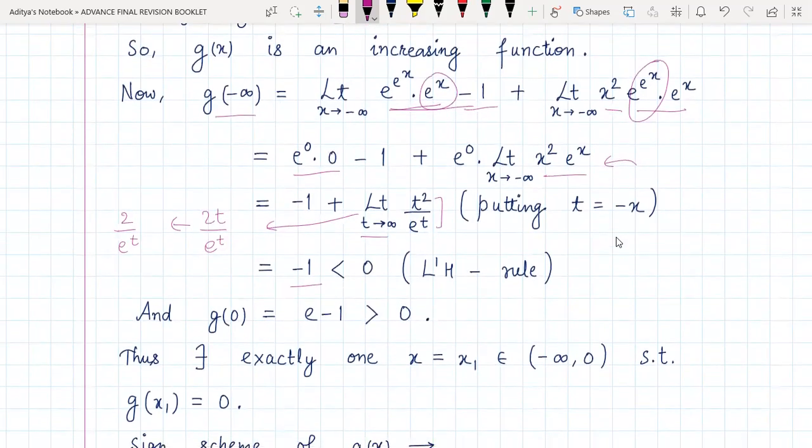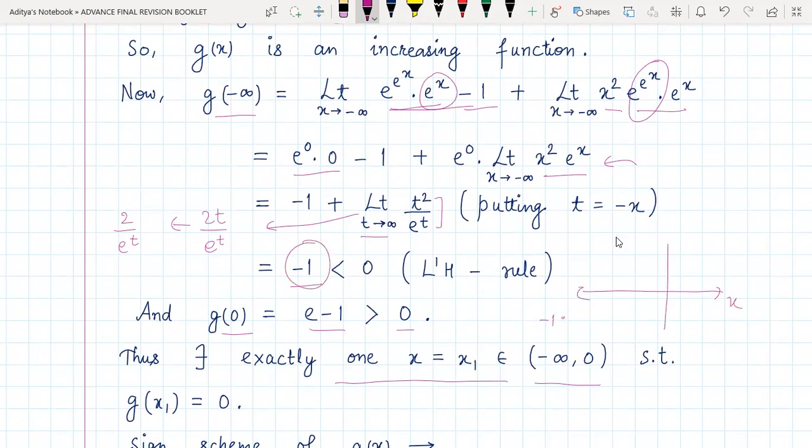g of 0 actually comes out to be e minus 1, which is a positive quantity. But since g of x is an increasing function, we can say there exists exactly one x equals x1 from minus infinity to 0, such that g of x1 is equal to 0. The reason we are able to say this is we have the x-axis, right? Now at minus infinity, its value is tending to minus 1, as we have already seen.